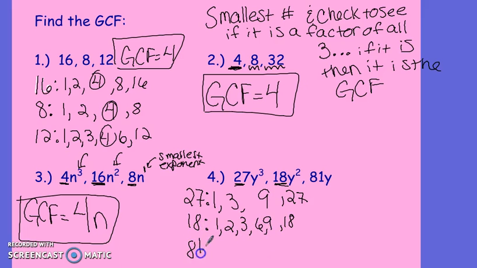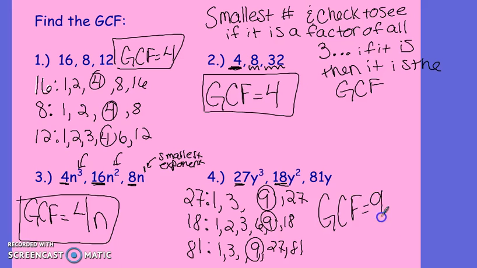Now 81. If I'm starting to look here, it's 1 times 81. 2 doesn't go into it. 3 times 27. And 9 times 9. I can tell 9 is my GCF. So 9. And then let's look at our exponents. 3 squared, 1, just 9y.